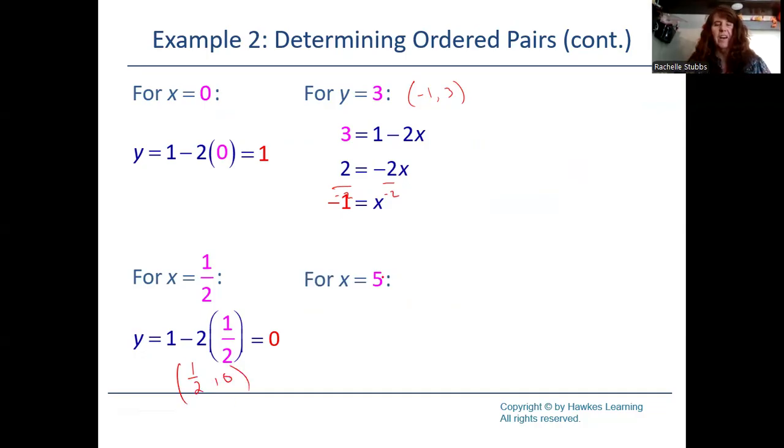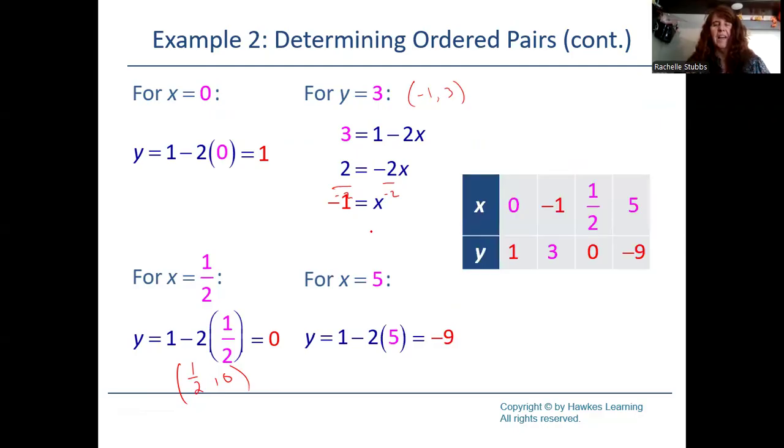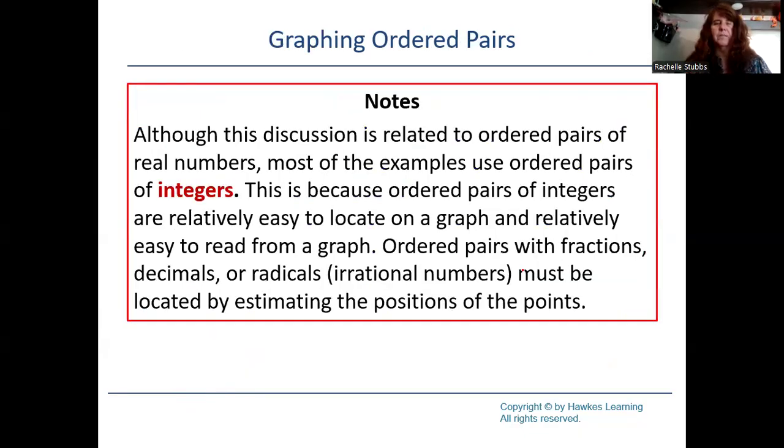And what if x was 5? We'd put that in there. 1 minus 10 is a negative 9. So we'd have 5 and a negative 9. And you can see how they have completed the chart. I just like to see them as ordered pairs, so I use the XY vertically like this and not horizontally like that. However, either way is correct.